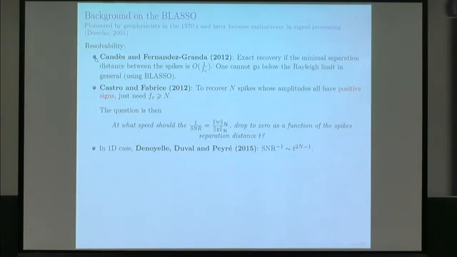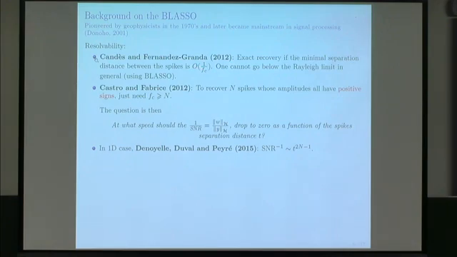So the BLASSO has been around since the 70s, and it was pioneered by geophysicists, and it later became mainstream in signal processing due to the work of David Donoho. But the work that really revived all the mathematical interest in this problem in recent years was due to Candès and Fernandez-Granda in 2012, where they showed that you can have exact recovery of the P0 problem if the minimal separation distance between your spikes is on the order of 1 divided by fc. So this is for the case of Fourier sampling, and fc is the cutoff frequency.